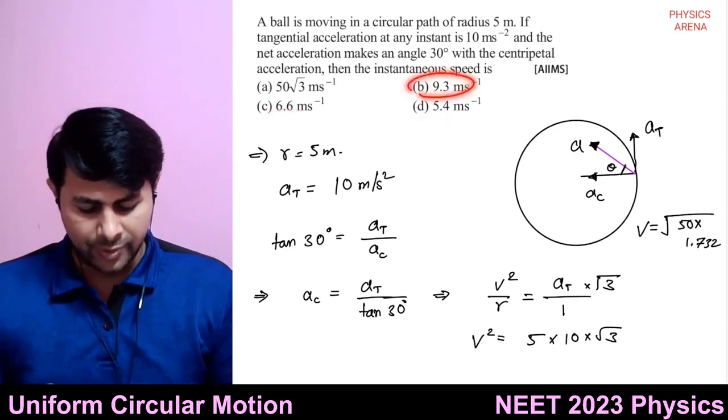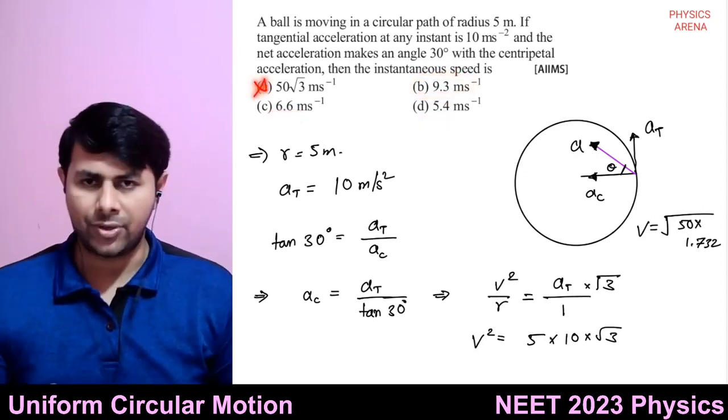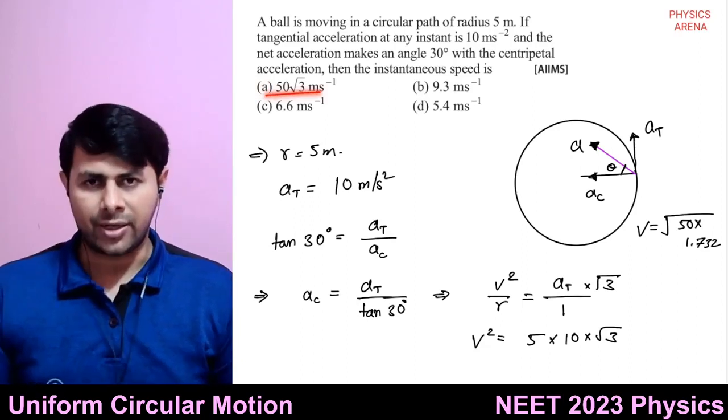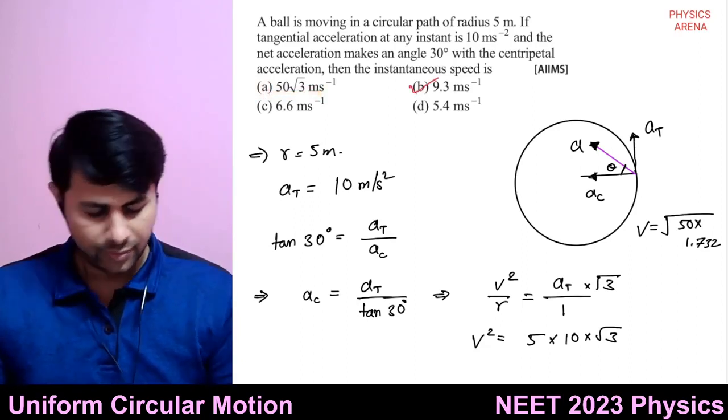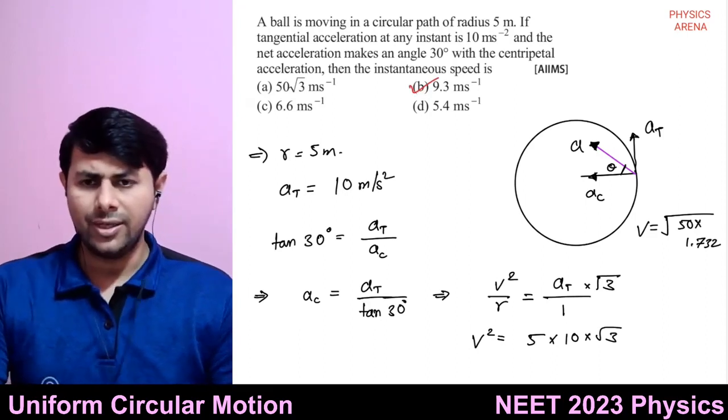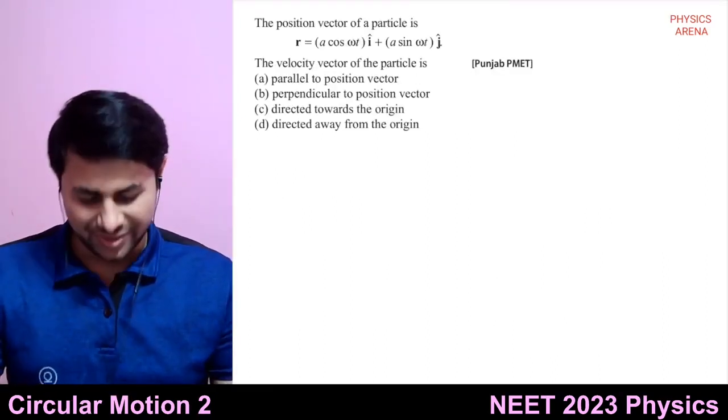It will be 9.3. This is anyway not the answer. This is v square, it's not v. Okay, so answer is this one. Okay, this is clear. See this question.